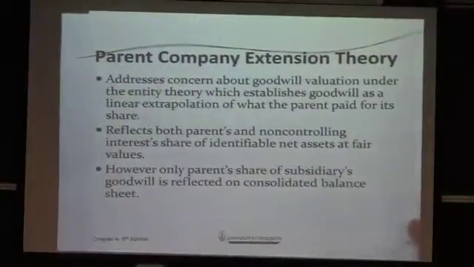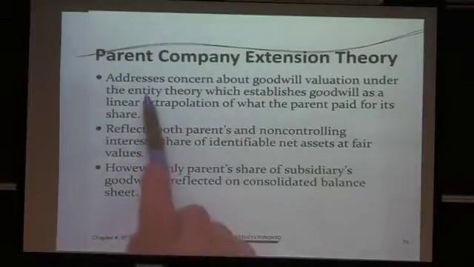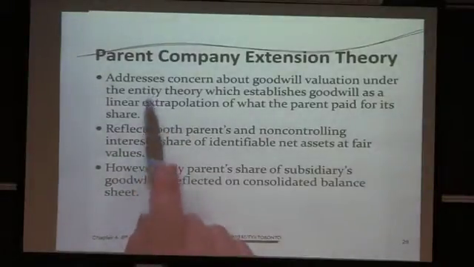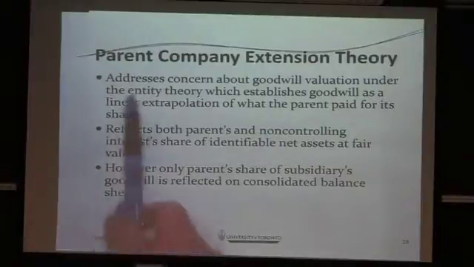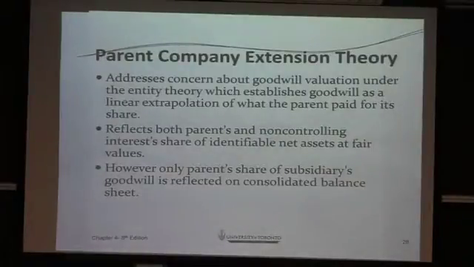The parent company extension approach addresses concern about goodwill valuation under the entity theory. Because remember, the entity theory means we're going to value the business at 100%, which means that when we calculate the goodwill, it's going to be 100% of the value of goodwill for the entire company. So this other option says goodwill at 100% is not reflective, because non-controlling interest didn't really participate in the transaction. It was only the parent at 70%.